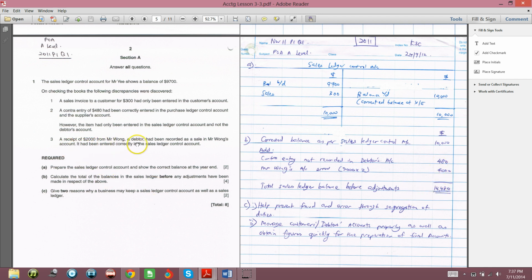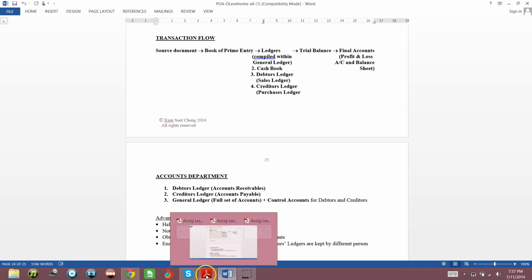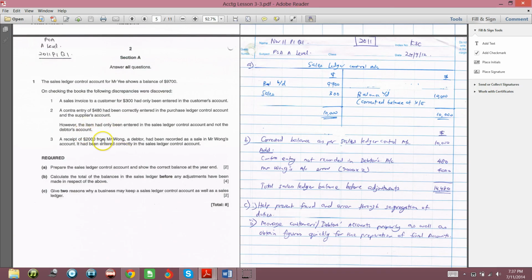A receipt of 2,000 from Mr. Wong, a debtor, had been recorded. So this one they should minus from the total of the debtors balance. But instead of minus, he recorded it as a sale. He recorded it as a plus. It has been entered correctly in the sales ledger control account. So in person number one, the person taking care of all the individual debtors ledger, has recorded a receipt as a sale. So he has a minus. Receipt means minus.